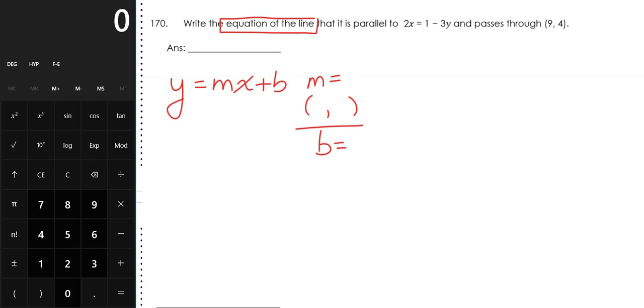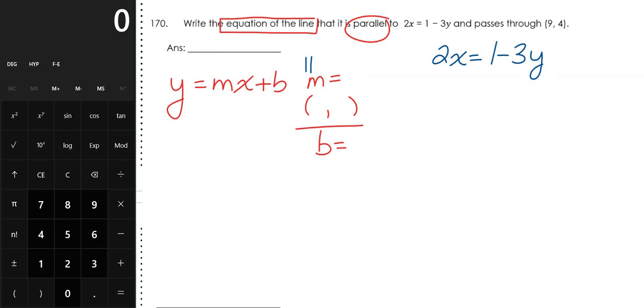Now the key word in this is that it's parallel to this equation, 2x equals 1 minus 3y. So you're looking to do an equation of a line parallel. That's going to tell you that your slope should be the same as the slope of the line given. Now I'm going to go ahead and rewrite that equation. 2x equals 1 minus 3y.